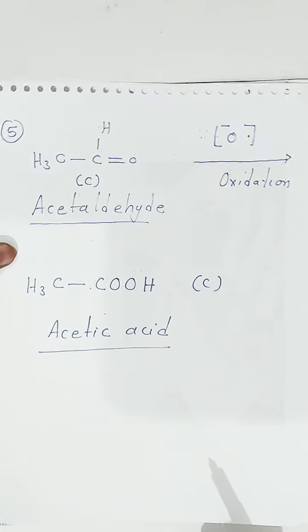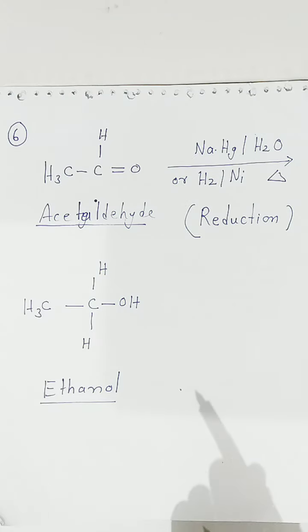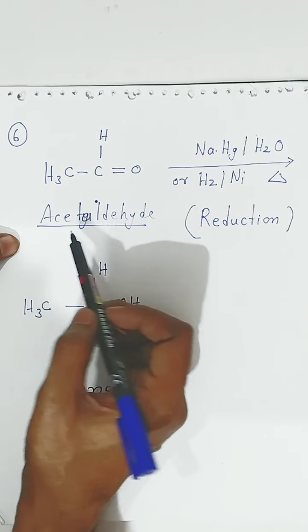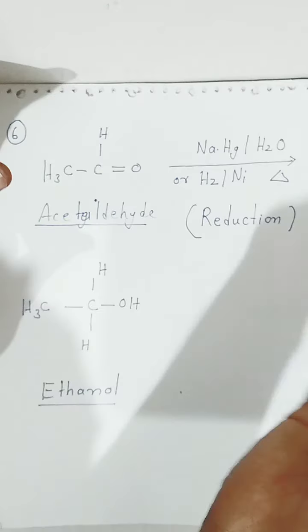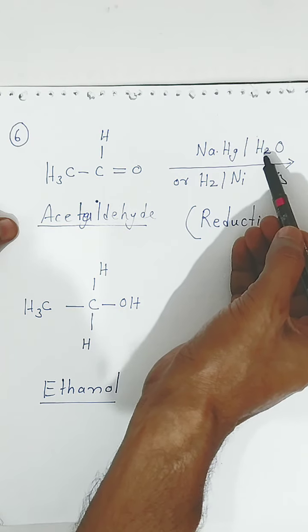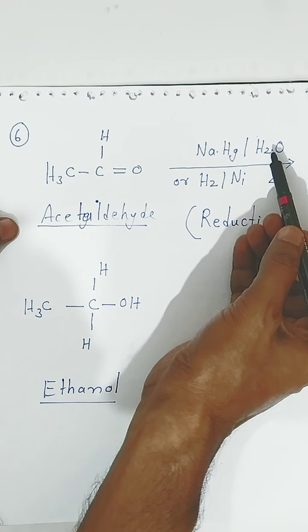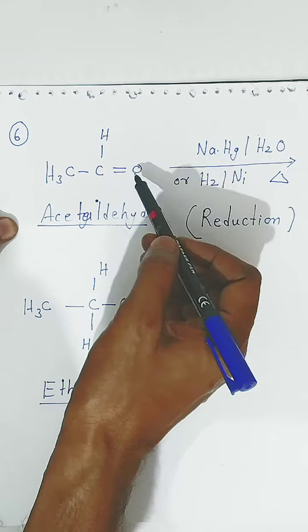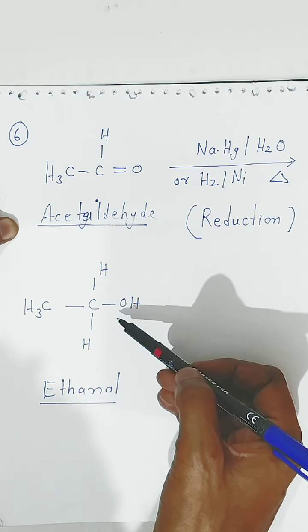Now, the next reaction, we are going to see acetaldehyde being reduced. It is there in a test tube and you are adding sodium amalgam and water. Sodium amalgam and water contain nascent hydrogen. It combines with the carbonyl group of the acetaldehyde and reduces it to a hydroxyl group.